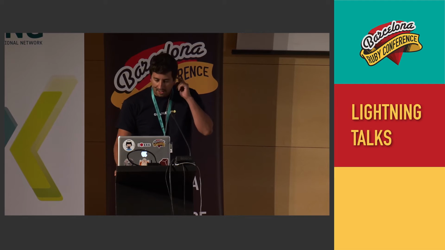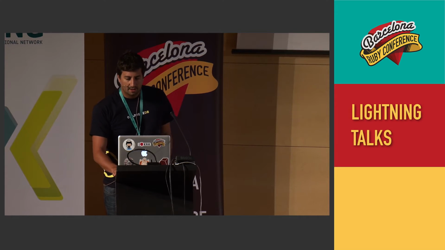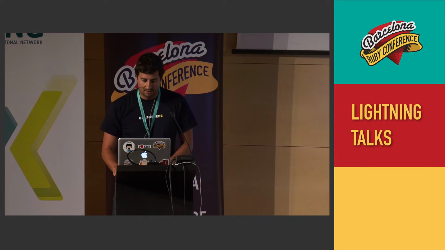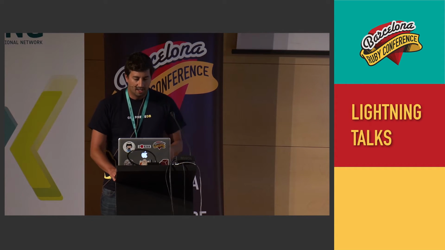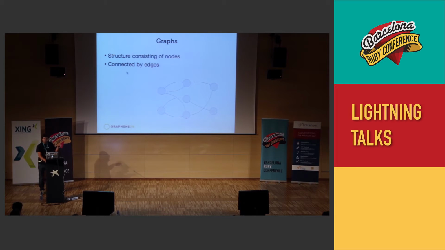I'm going to talk a little bit about graph databases. So what is a graph database? A graph database is basically a structure of nodes, and these nodes can be connected by edges. And in databases based on graphs, you can store properties on nodes and also on relationships.